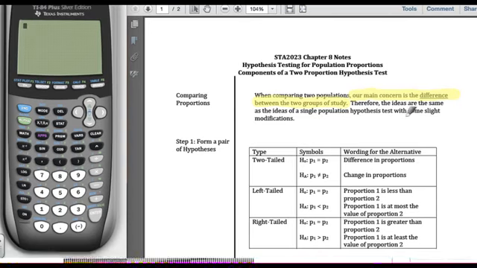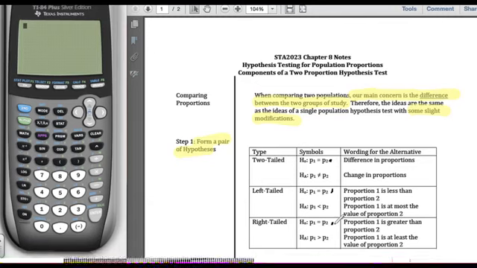With that, our ideas will be pretty much the same as a single proportion hypothesis test, just some slight modifications. The first step is to form a pair of hypotheses, your H0 and your HA. For H0, we assume that P1, the first population proportion, is equal to the second population proportion. Regardless of the wording, we assume that the groups are equal.